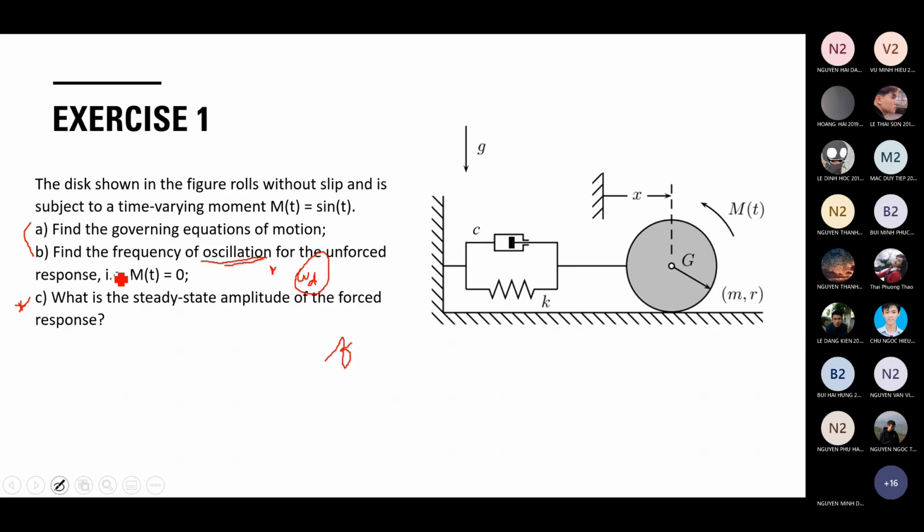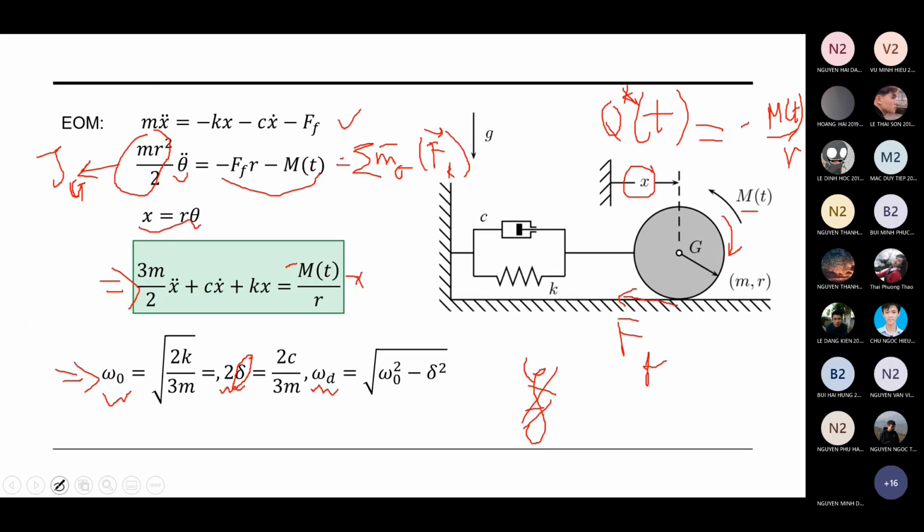Is there anyone who has the method to calculate it? Let's look at the equation of motion here. Okay, here we can take the minus. That's okay. But how can we calculate this one?